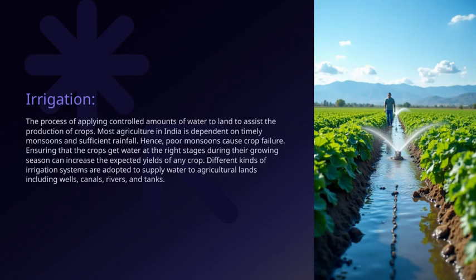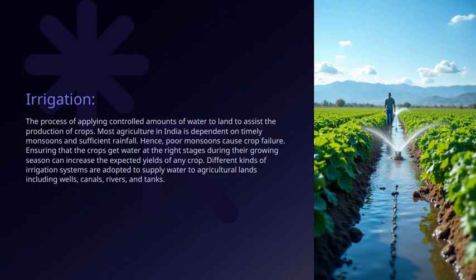Let's talk about irrigation, which is essentially the process of applying controlled amounts of water to land to help crops grow. In India, most agriculture relies heavily on the timely arrival of monsoons and enough rainfall to sustain crops. When monsoons are poor or irregular, it often leads to crop failures, which can have a big impact on farmers and the economy. That's why ensuring crops get the right amount of water at the right stages of their growth is so important. It can actually increase crop yields and make farming more reliable.